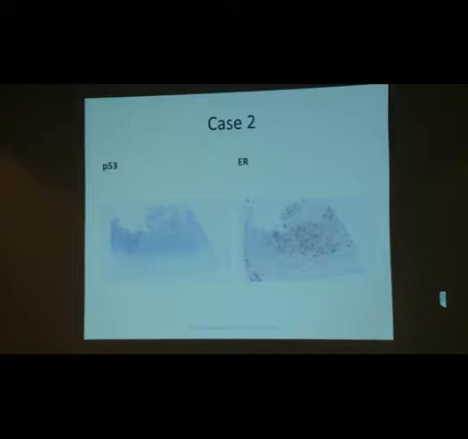And here's the ER. Now you can see on one side of this section is the glandular bed, and on the other side of the section is the solid bed. Glands over here and the solid bed over there. So the glands are positive, the solid bits are negative. What else can we do?